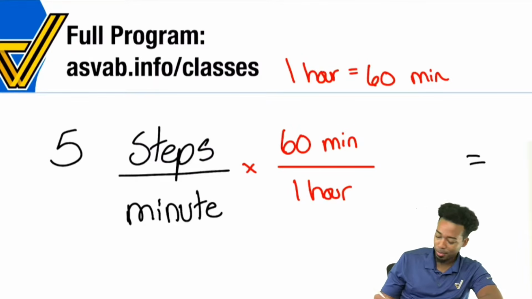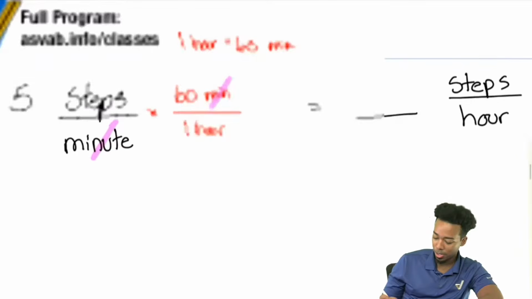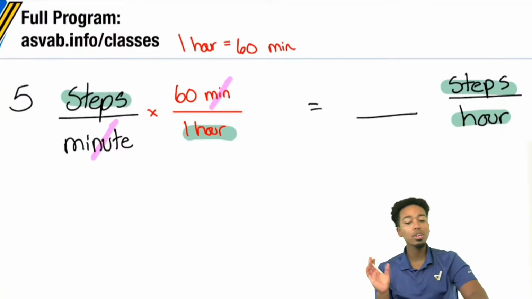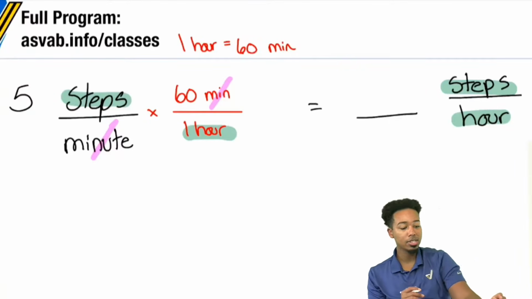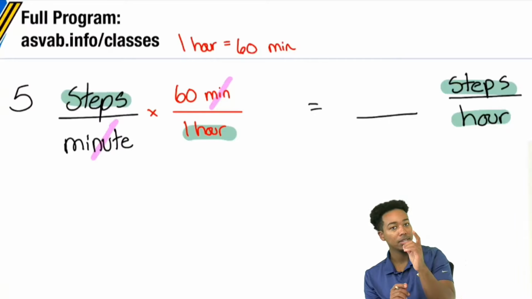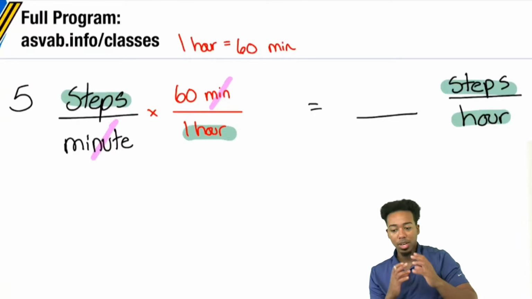Look at that. Because what's going to happen right here? Cancels out. And we're left with the hour on the bottom. Notice how it's going to be steps per hour, steps per hour. So before we even do the math, everybody, do you see how that makes sense? How we have, again, steps on top, per hour on bottom, steps per hour. That's what we wanted. And we got rid of the minutes that was on the bottom by putting the minutes on the top.